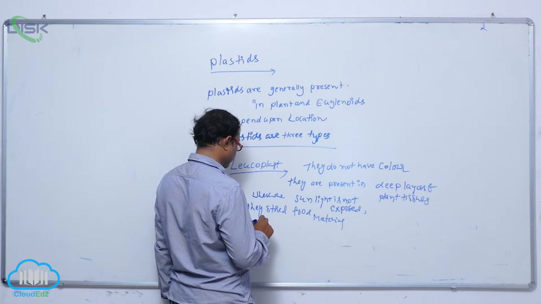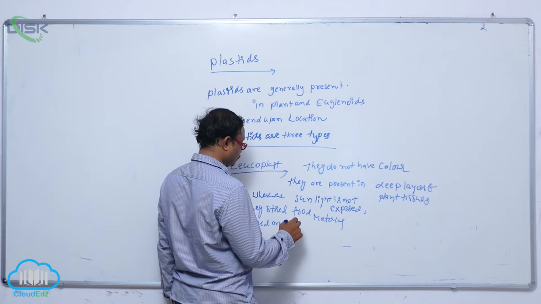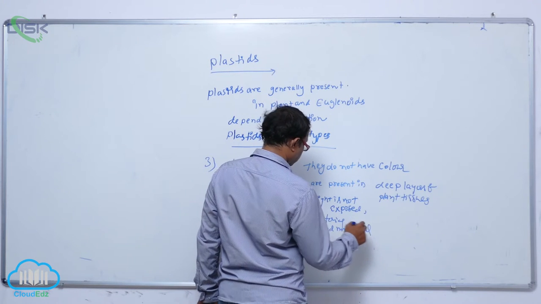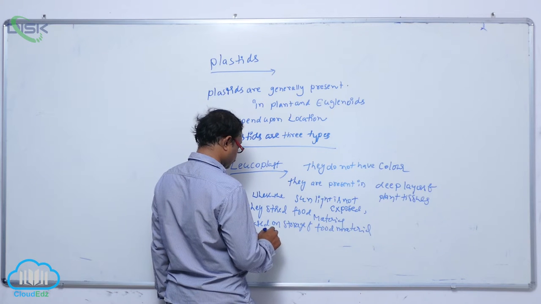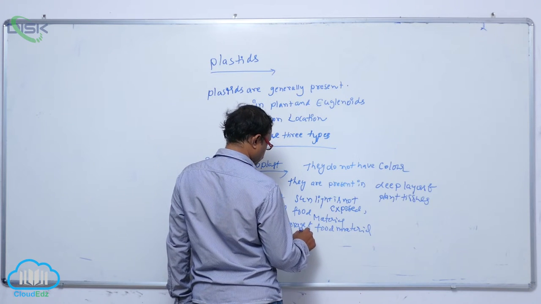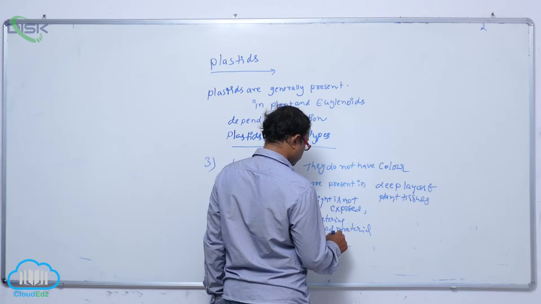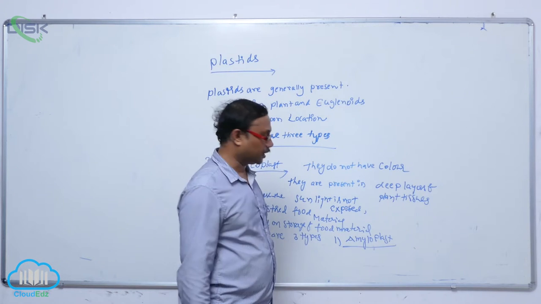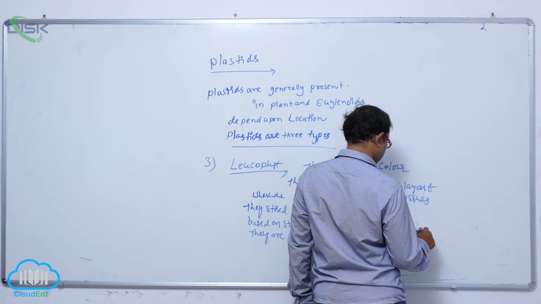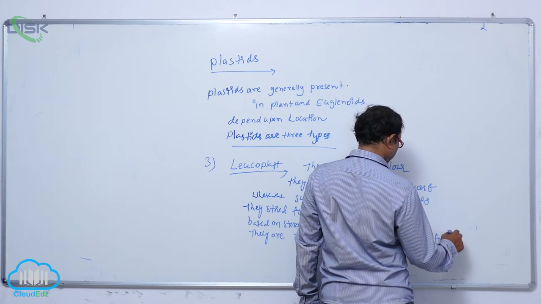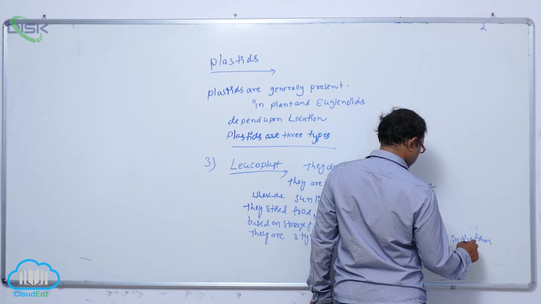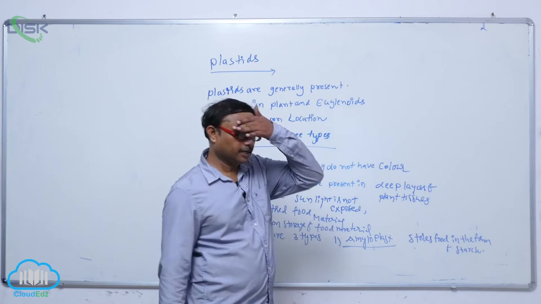Based on the storage of food material, there are three types. First one is the amyloplast. Amylo means starch. So the leucoplast which stores food in the form of starch is known as amyloplast.